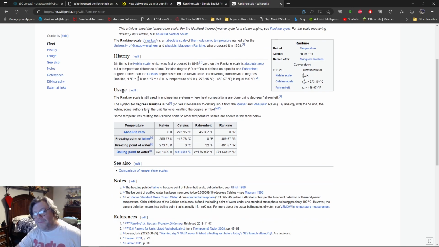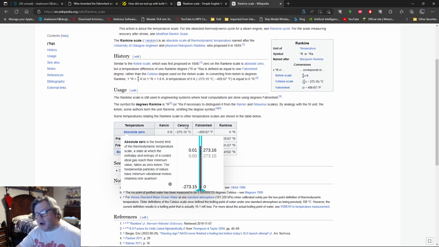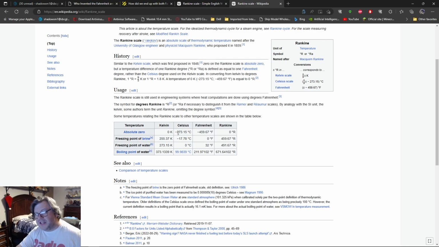Okay, here we go. Absolute zero: 0 degrees Kelvin, negative Celsius, negative Fahrenheit, and 0 Rankine. Freezing point of brine, with its values in Kelvin, Celsius, Fahrenheit, and Rankine. Freezing point of water, with its values in each scale. Boiling point of water, with its values in Kelvin, Celsius, Fahrenheit, and Rankine.